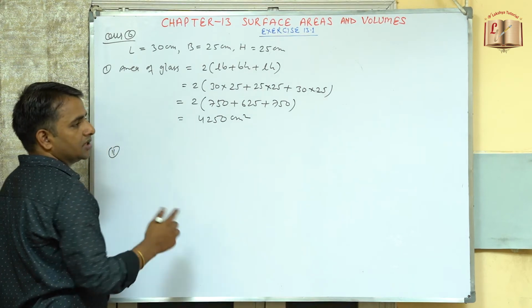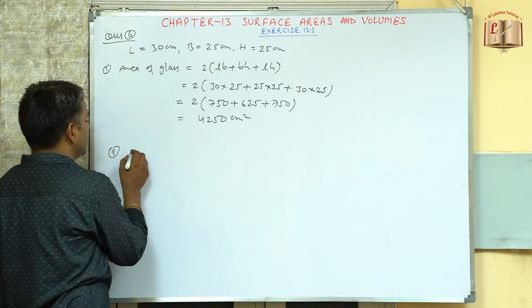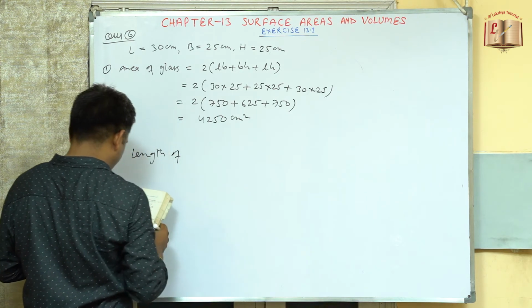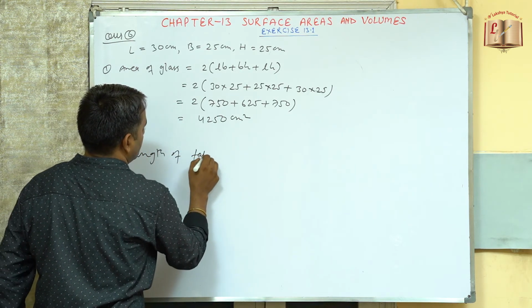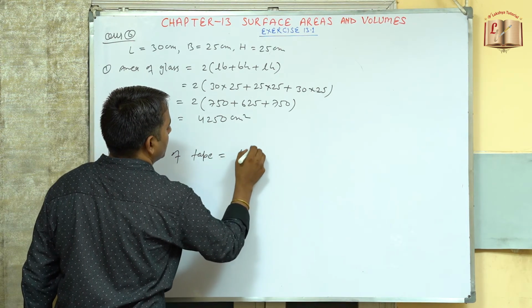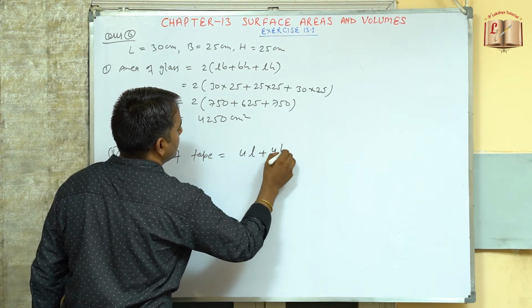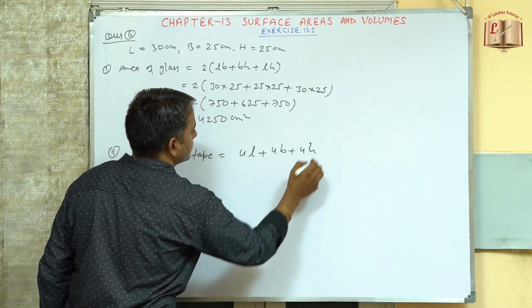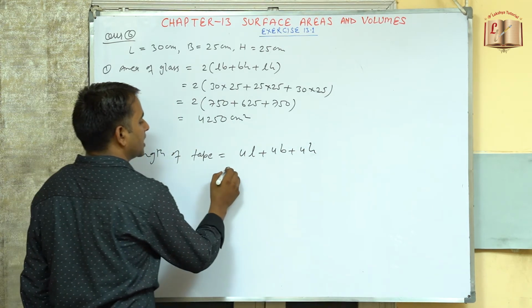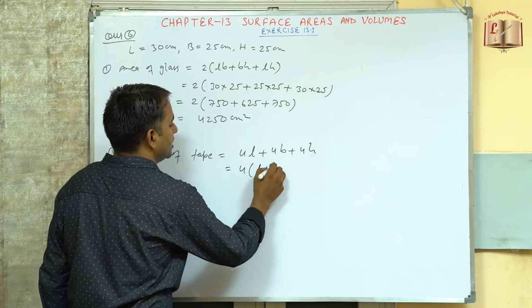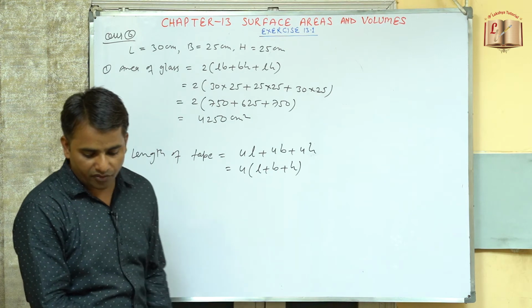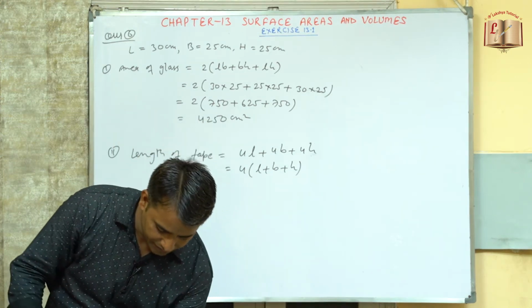Now coming to the second part: how much tape is needed for all 12 edges? Now we need to find out the length of the tape. So length of tape will be equal to 4 times length plus 4 times width plus 4 times height. So now we can write it as 4 times (L plus B plus H). Now see how it will be 4 times length, width and height.